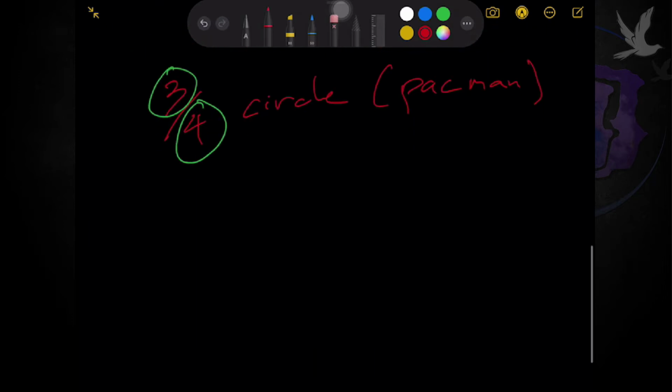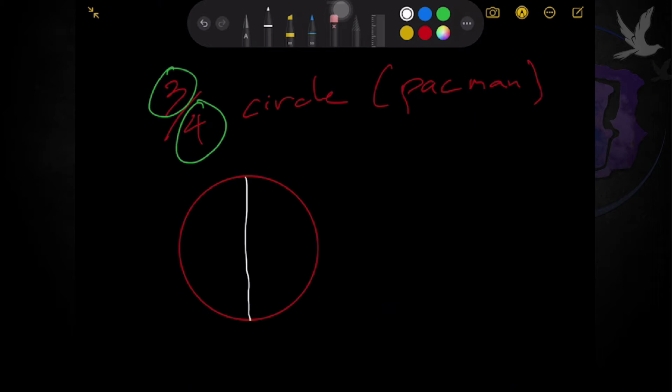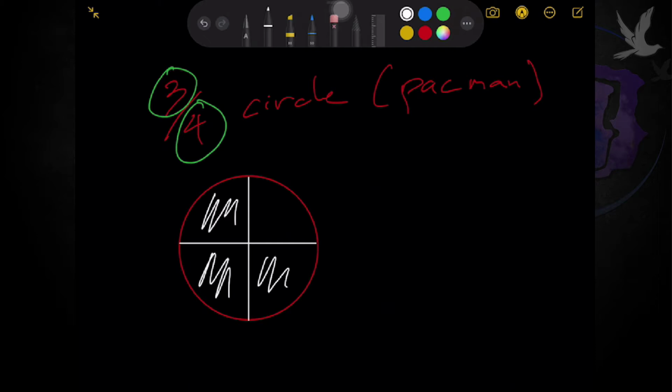Dito naman sa 3/4 circle, dividing it by 4, like what we did earlier, we take 3 parts. 1, 2, 3. Okay, any part yan. Kahit saan nyo gusto, okay lang. Remove natin para mas makita ninyo yung image. Okay.